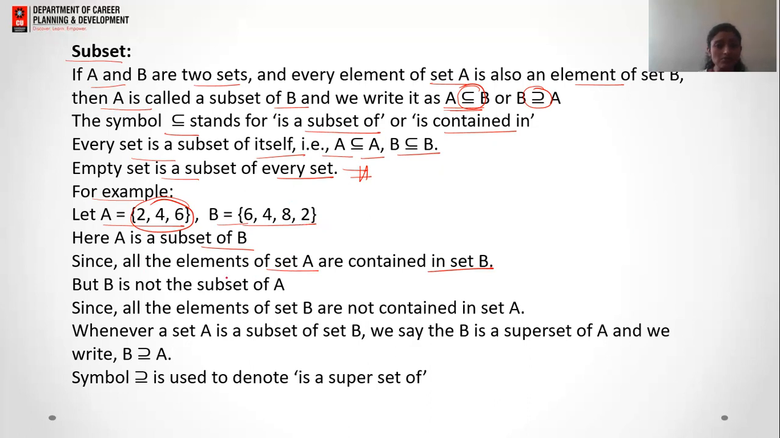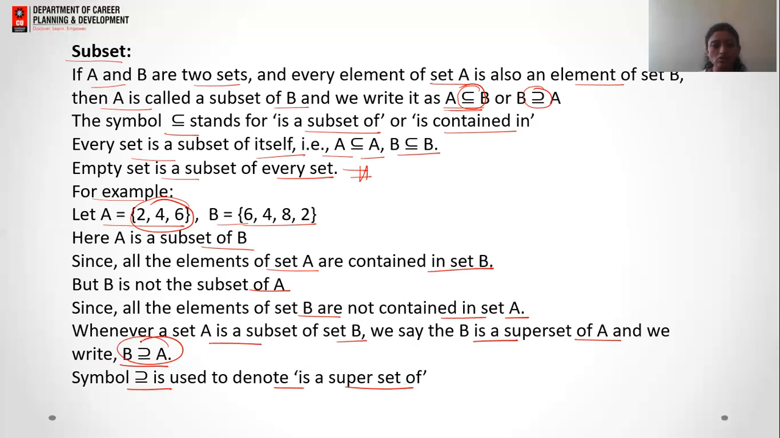But B is not the subset of A. We cannot say B is the subset of A because there are a few elements which are in B but not in set A. Since all the elements of set B are not contained in set A, we can say B is not the subset of set A. Whenever A is a subset of B, we can say that B is the superset of A. Here we can write B is the superset of A, and this symbol is used to denote superset.